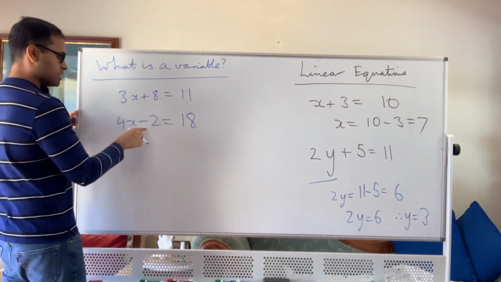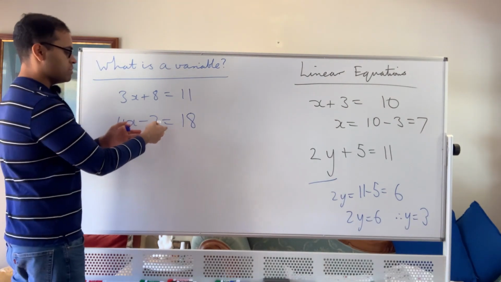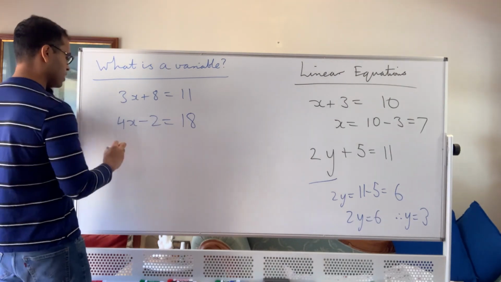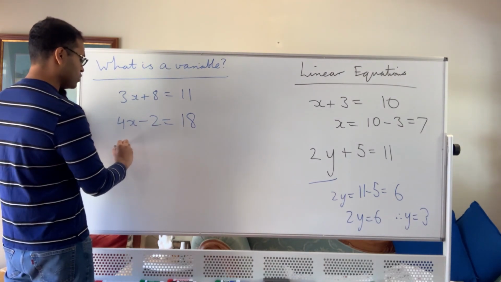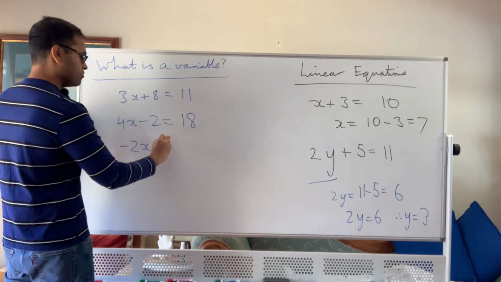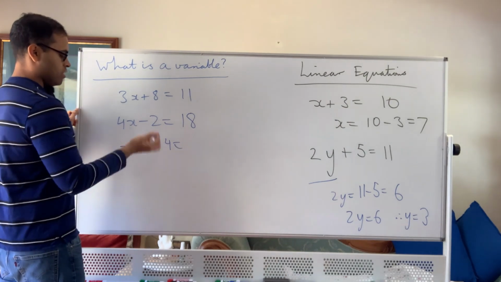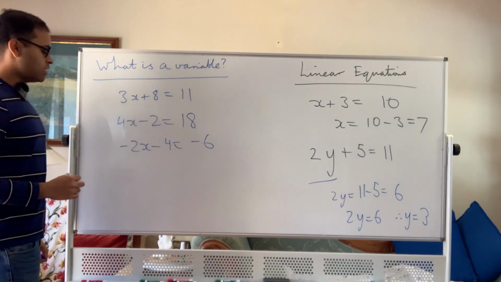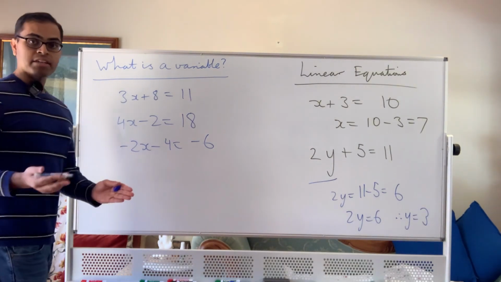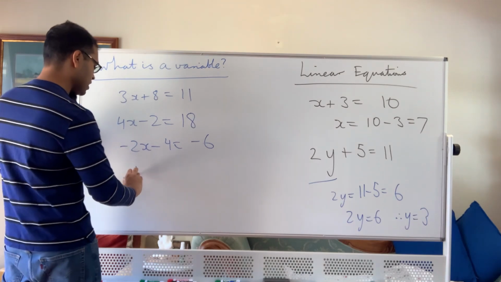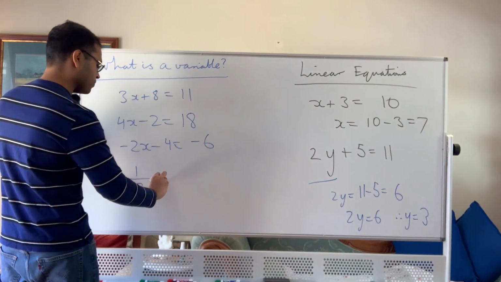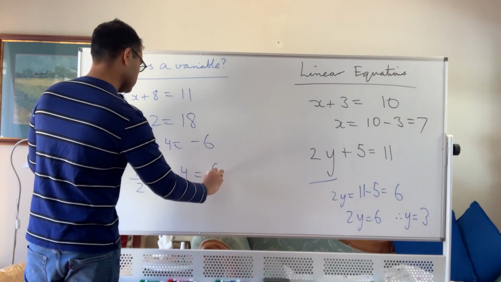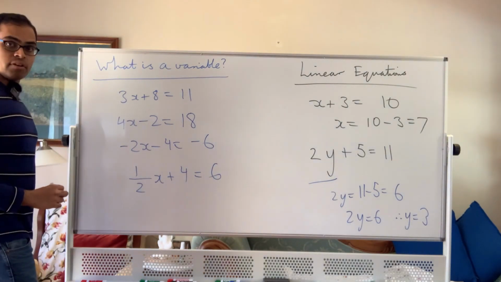It's always something x plus something, which could be minus something, equals something else. And there could be negatives involved, so you could have like minus 2x minus 4 is equal to, for example, minus 6. That's an example of a linear equation. Or you could even have fractions. So for example, you could have a fraction like 1/2 x plus 4 is equal to 6. And that's also a linear equation.